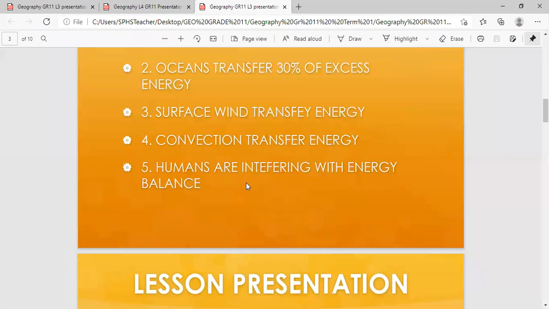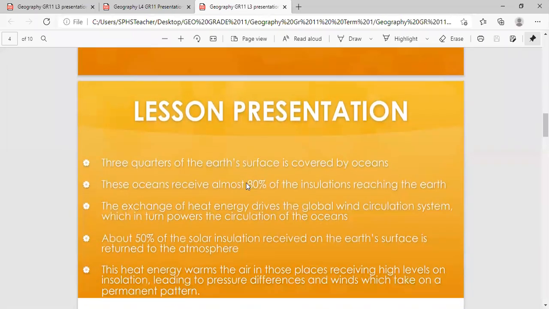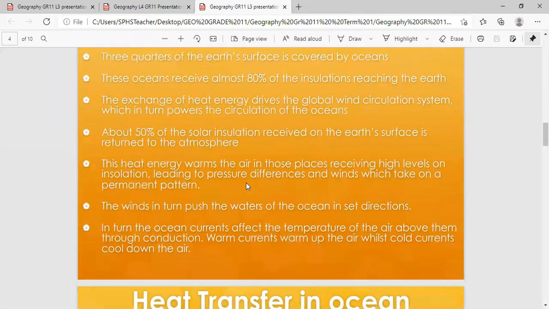Humans are interfering with energy balance. Okay, all right, let's look at the presentation. Three-quarters of the Earth's surface is covered by the oceans. These oceans receive almost 80% of the insolation reaching the Earth. The exchange of heat energy drives the global wind circulation system, which in turn powers the circulation of the oceans. Okay, so if the ocean is moving from the equator going to the north or south pole, it means that it's transferring energy from a warm region or hot region to a relatively cool or colder region in the north or the south. Right.